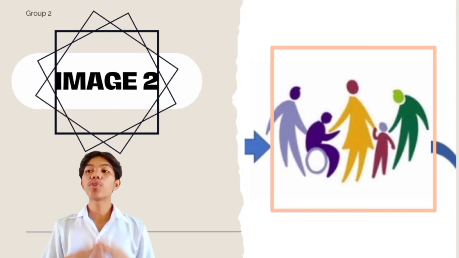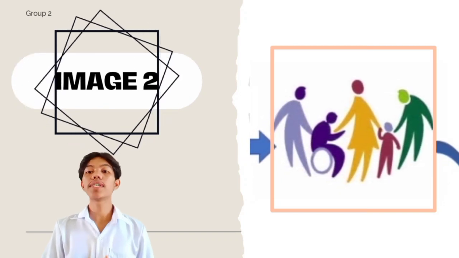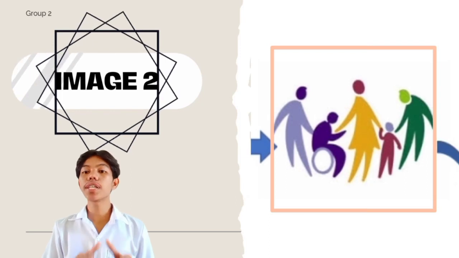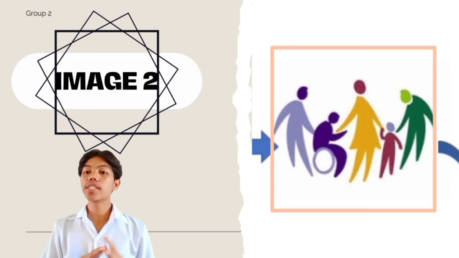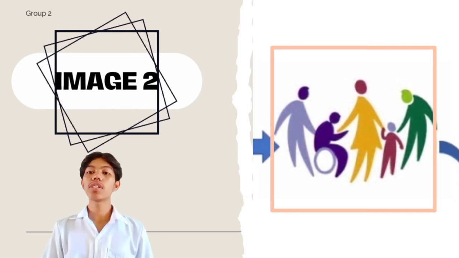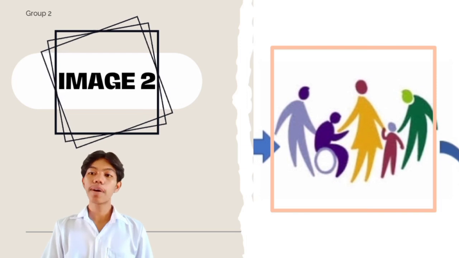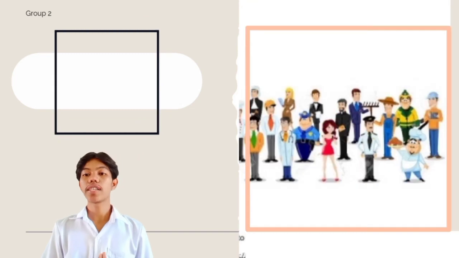Next, the second image portrays a scene where a person with disability is being embraced and accepted by others. They are viewed and treated as normal individuals as their disabilities are only part of them and do not define who they are as a person and a member of the society.